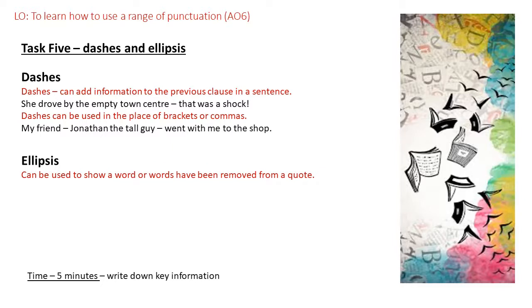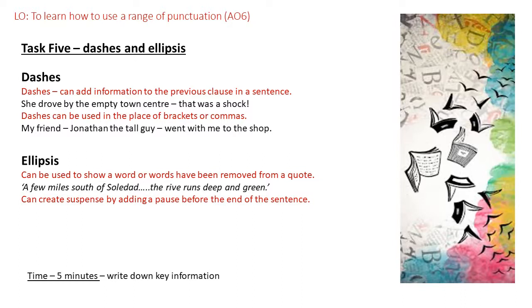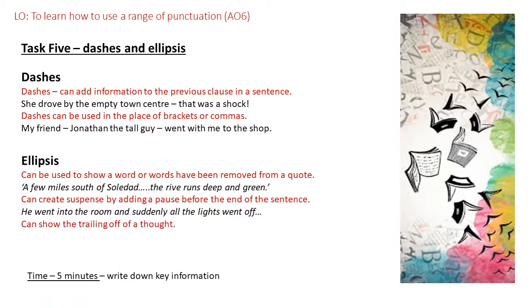Ellipsis can be used to show a word or words have been removed from a quote. A few miles south of Soledad, the river runs deep and green. It can create suspense by adding a pause before the end of the sentence. He went into the room and suddenly the lights were off. It can show the trailing off of a thought. I wondered what to do. Maybe I should go out and get help. Please pause the video for 5 minutes to write down the key information.